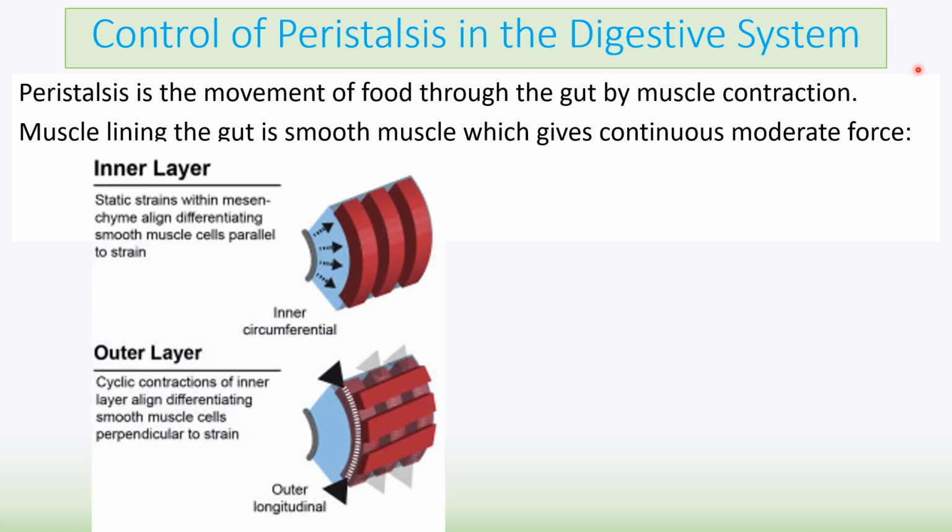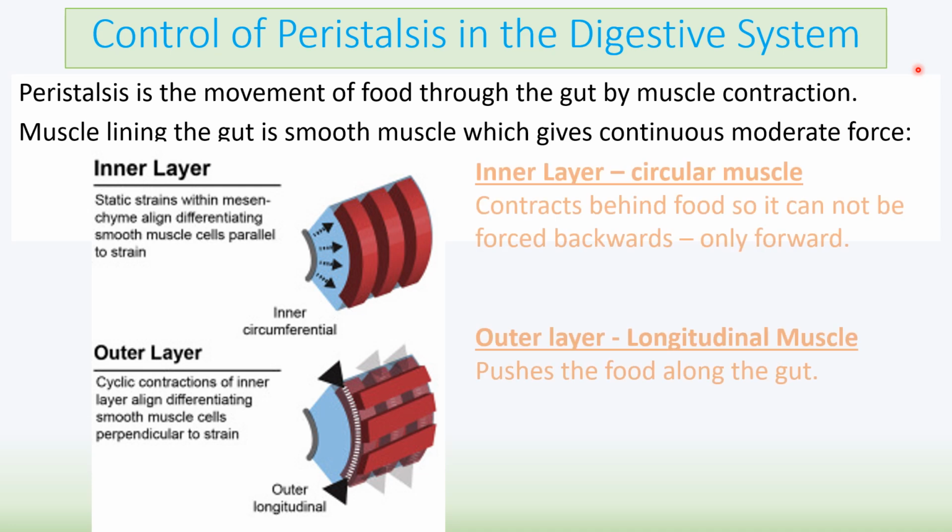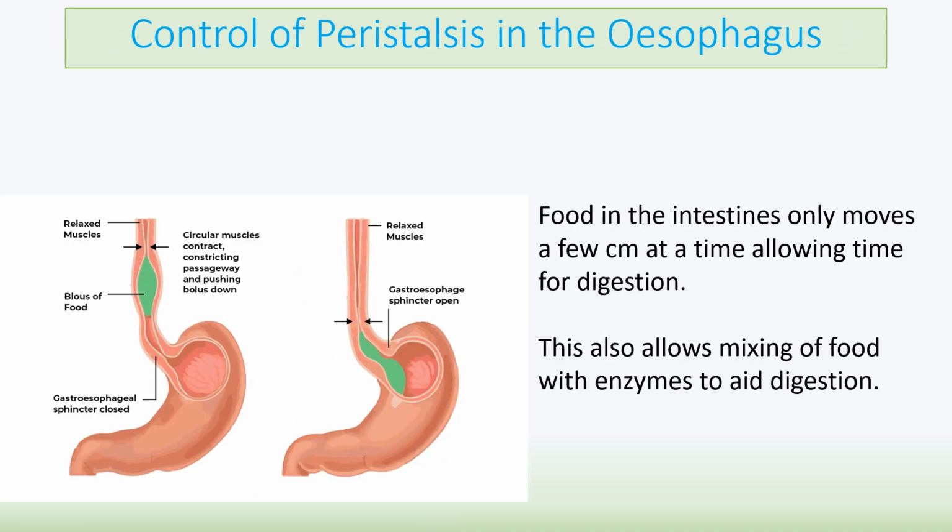And basically, if you were to look at the structure of the gut, there is an inner layer and an outer layer of the gut. The inner layer is made of circular muscles, so it contracts behind the food, so it forces it forward. The circular muscles push basically downwards onto the food like that, and it only moves the food forward. The outer layer is longitudinal muscles, so it pushes food along the gut.